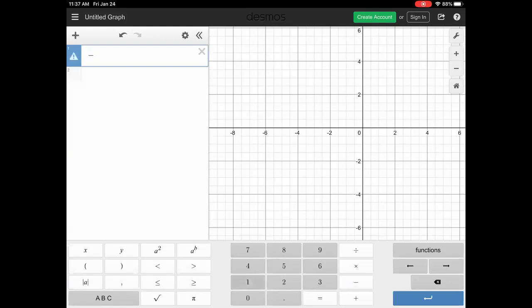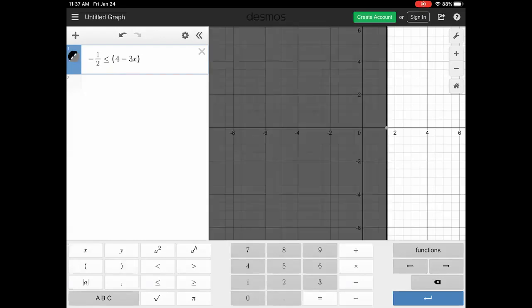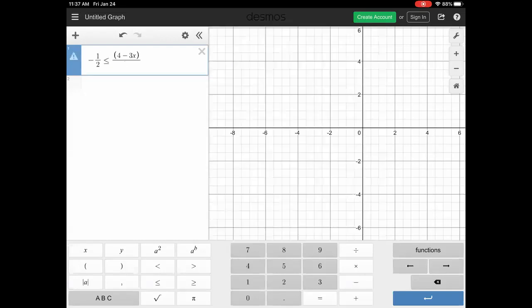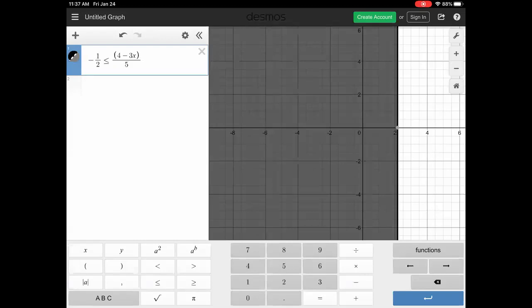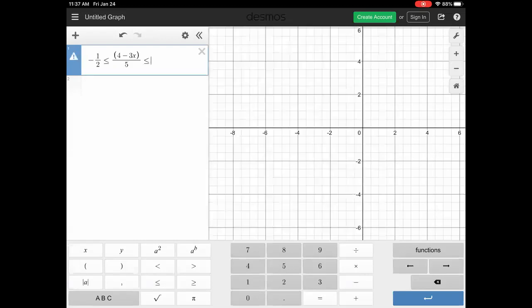So I've got -1 divided by 2 is less than or equal to, and then I'm going to put this in brackets, 4 minus 3x, and it'll show you what it's doing as you go, divided by 5, and then move the cursor up, is less than or equal to 1 divided by 4. Just make sure that what you've entered actually matches what you want it to look like.